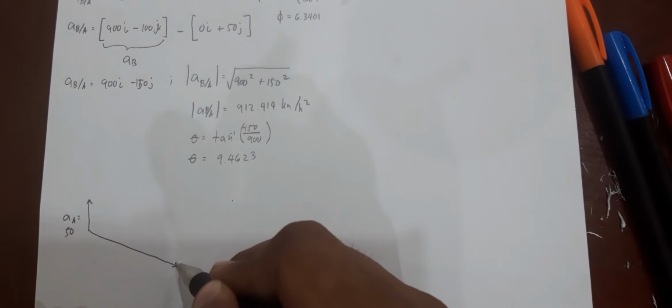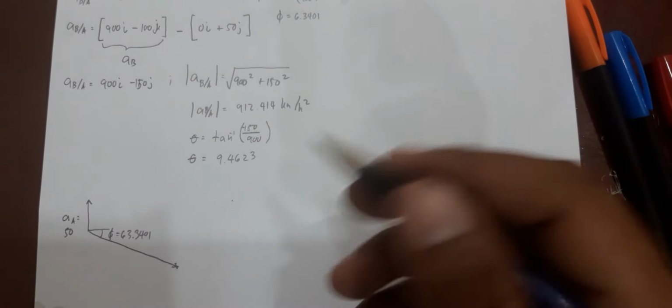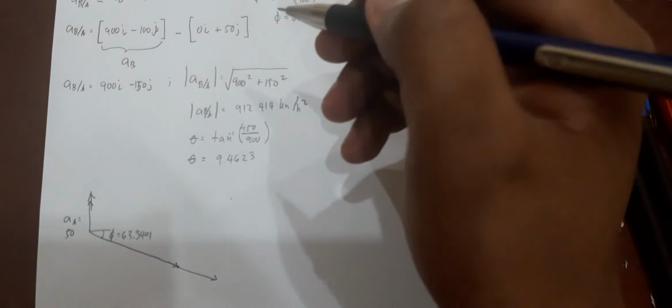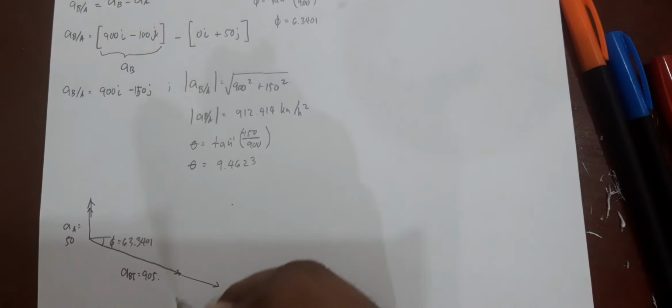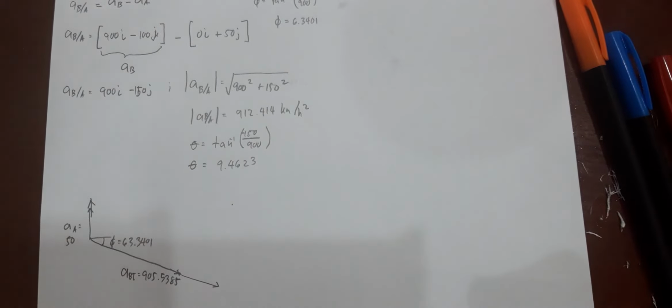Again, the length is the magnitude. That one is your theta, or phi rather, with respect to the horizontal, that is 63.3401. Let's just extend this a little bit longer. Anyway, we do not lack space. Going back, you now have your acceleration total, ABT, equal to 905.5385 kilometers per square hour.